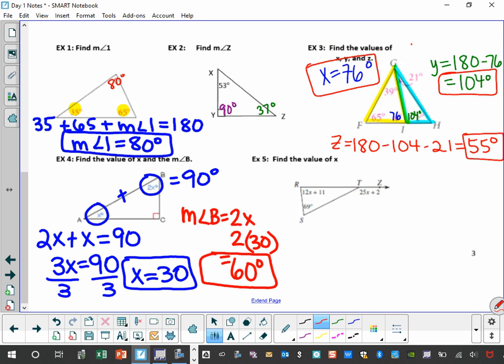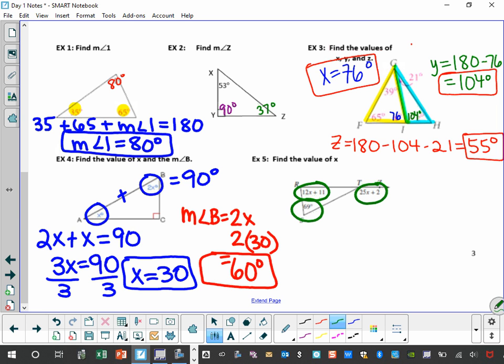All right, last one before lunch. Example 5, find the value of x. This is our exterior angle theorem. What exterior angles say is that your non-adjacent angle, non-adjacent means that it's not touching, right? So that means this angle that's right beside 25x, I don't want that one. This angle is equal to those two angles, okay?